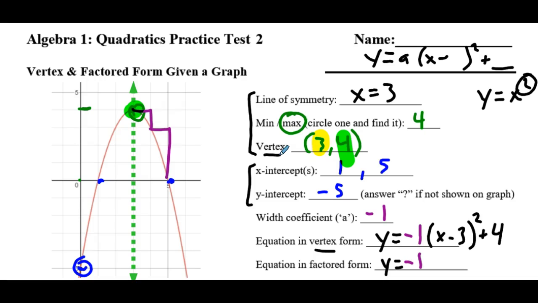Now the equation in factored form is going to work the same way, except this time we're going to use the factors to drive that. Our factors are the same as our x-intercepts. So factors match up with x-intercepts. And our x-intercepts are positive 1 and positive 5. So we are going to write two linear parts, the x relating to the 1, in this case x minus 1, and x relating to the 5, x minus 5.